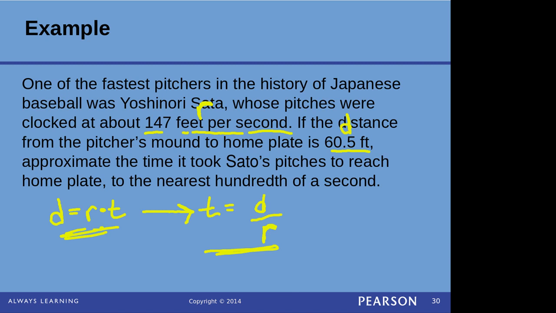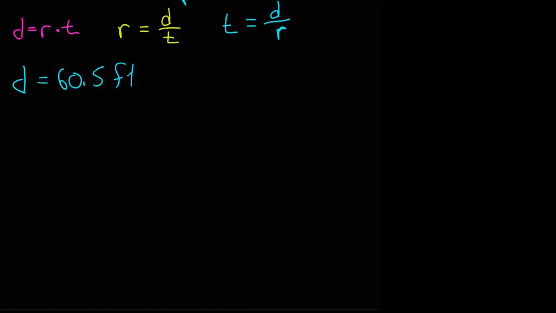So let's do that over here. So T equals D divided by R is what I'm going to use. I'll put these three up here. I'm going to just keep the same blue color. So I pulled these three up top. My distance was 60.5 feet, and my rate was 147 feet per second. So my R equals 147 feet per second.